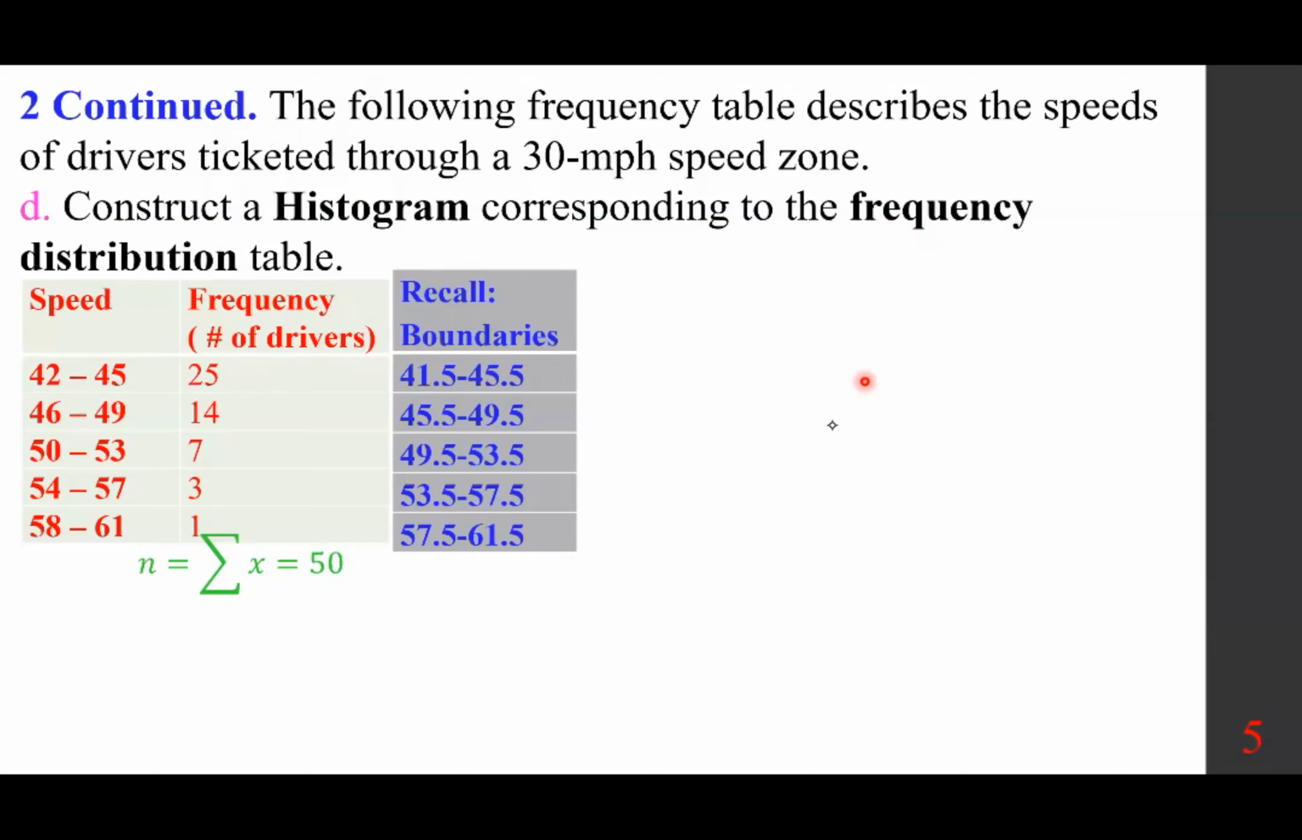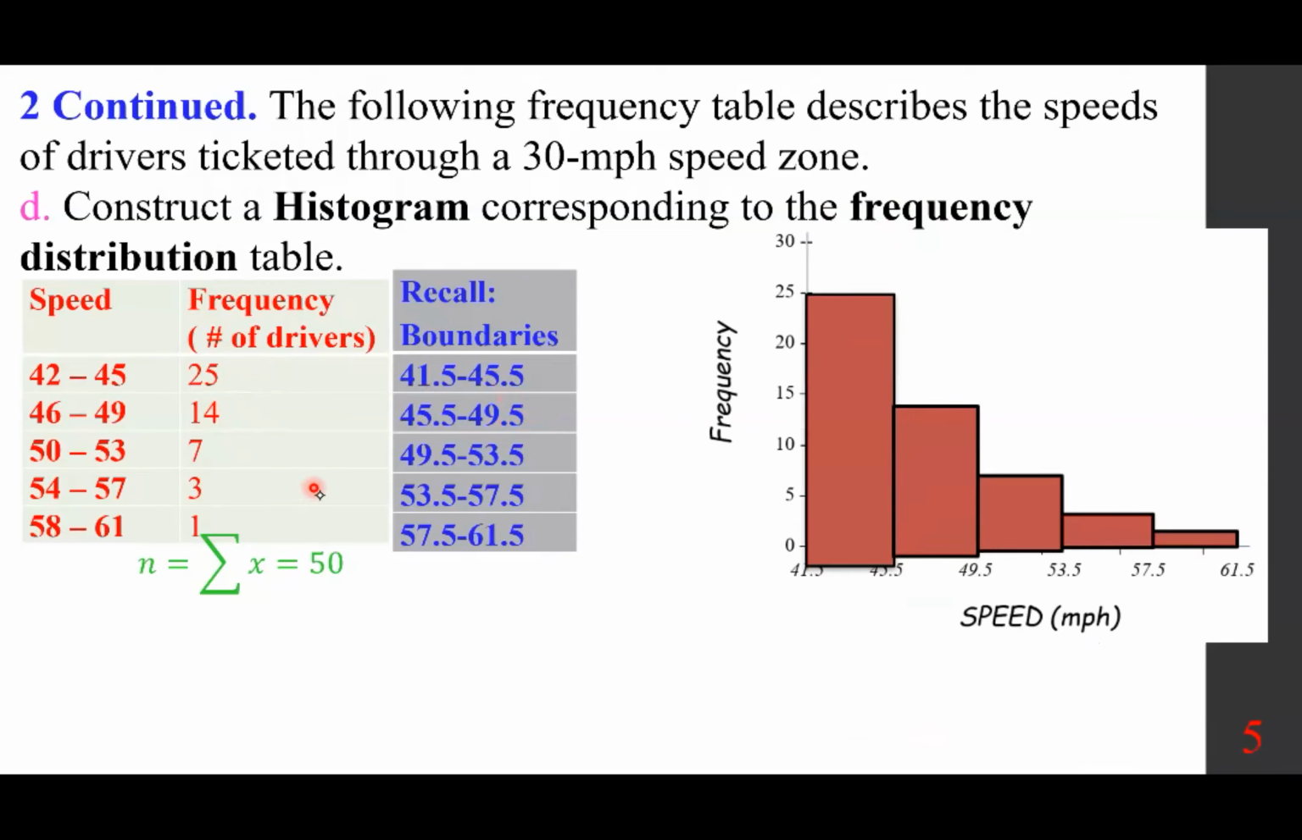Now you go to the next one and you write down 45.5 to 49.5, and the next part has the height of 14, and the next one is 7, and so on and so forth. So it looks like this. Along the horizontal axis, you put the boundaries, 41.5 to 45.5. Okay, there is no gap in between. That's one of the differences between histograms and Pareto charts. And 49.5, 53, and you go all the way to the last one, right?